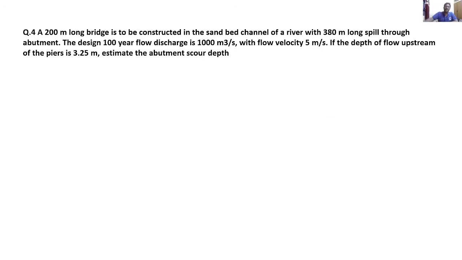Let's take a question to understand what would be the abutment scour depth. We have been given that a 200-meter long bridge is to be constructed in the sandbed channel of a river with 380-meter long span through abutment. The design 100-year flow discharge is 1000 cubic meter per second with flow velocity 5 meter per second. If the depth of flow upstream of the piers is 3.25 meters, estimate the abutment scour.